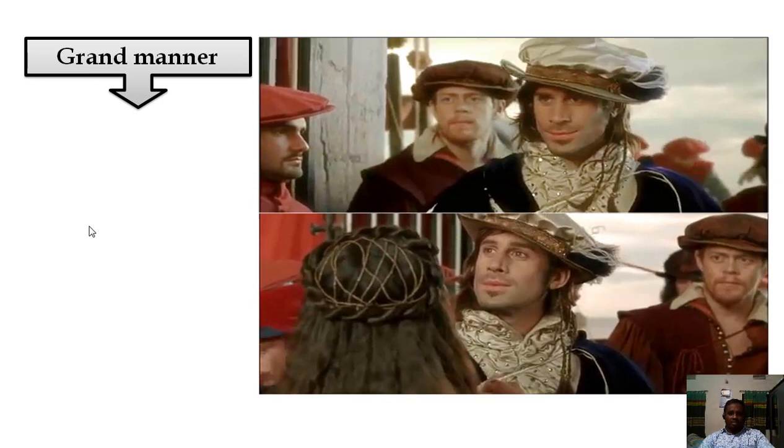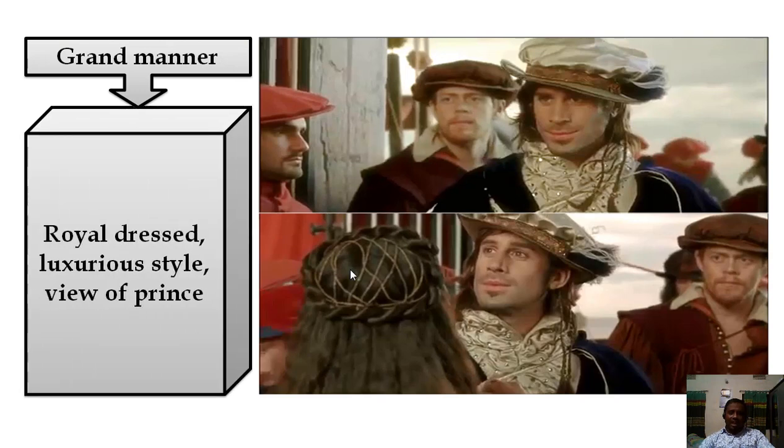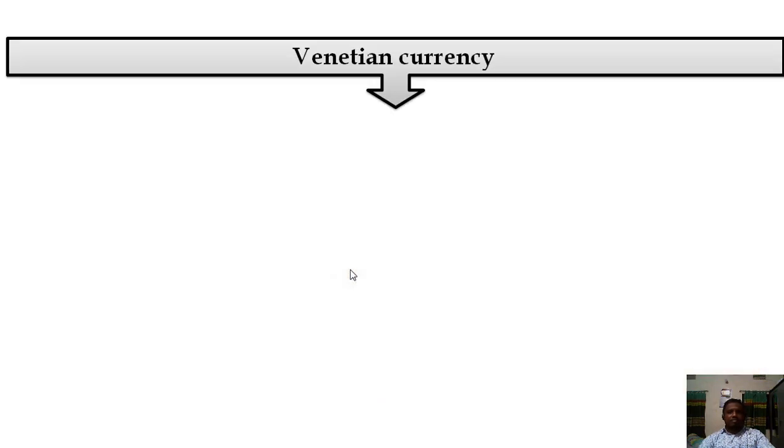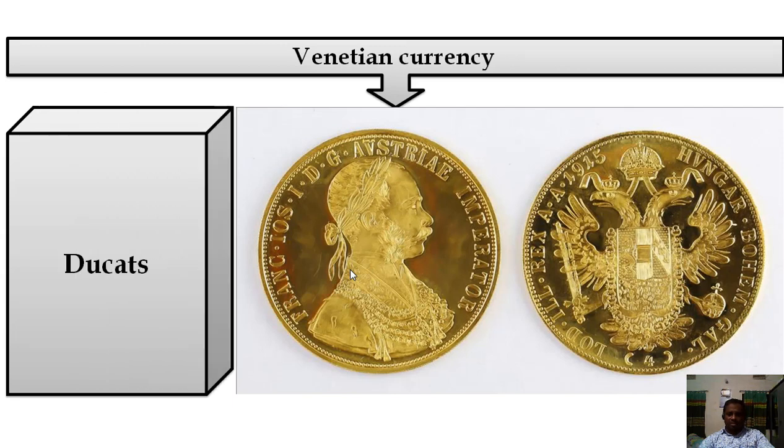A grand manner. From this picture, you can understand what can be the meaning of this phrase, grand manner: royal dress, luxurious style, the look of a prince. Venetian currency: ducats.